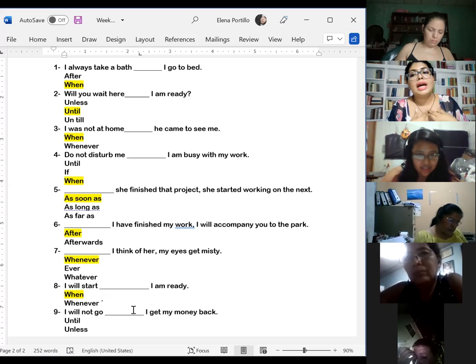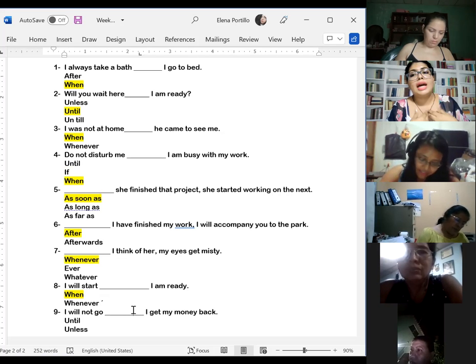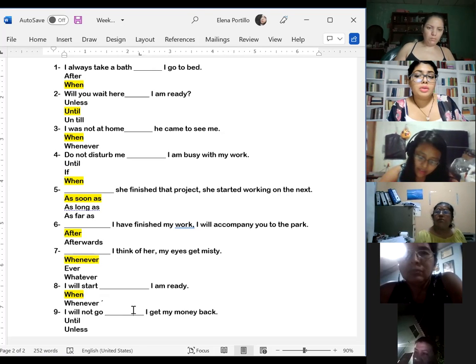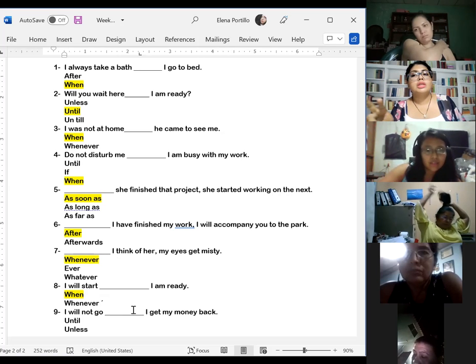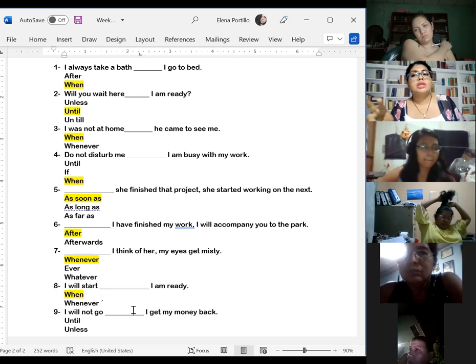We are not using the same expression in each part of the sentence, because in the first one we are using the future, but in the second one we are using the present. But it's talking about that when we are ready, we will start. It is not necessary to use the future in the two parts of the sentence.